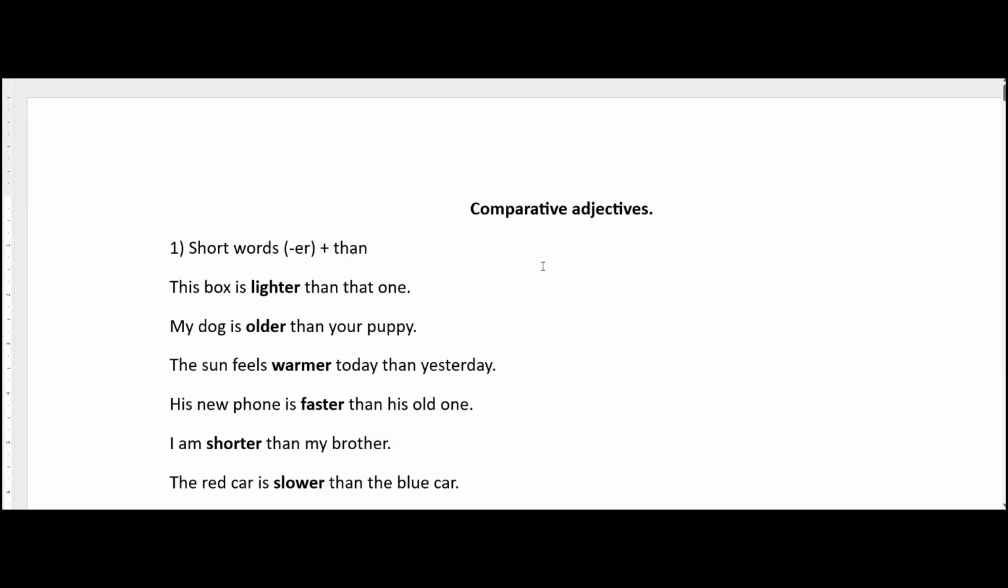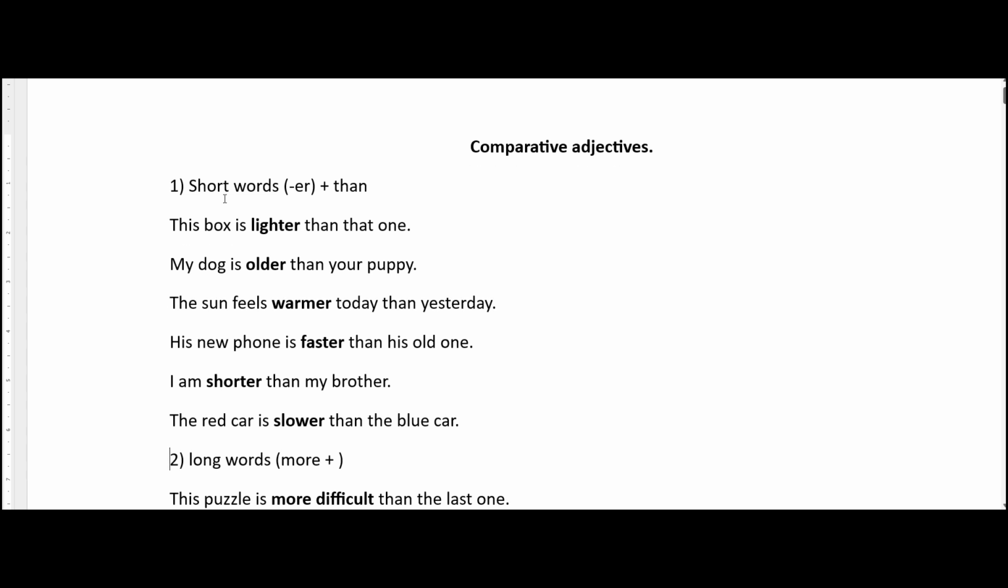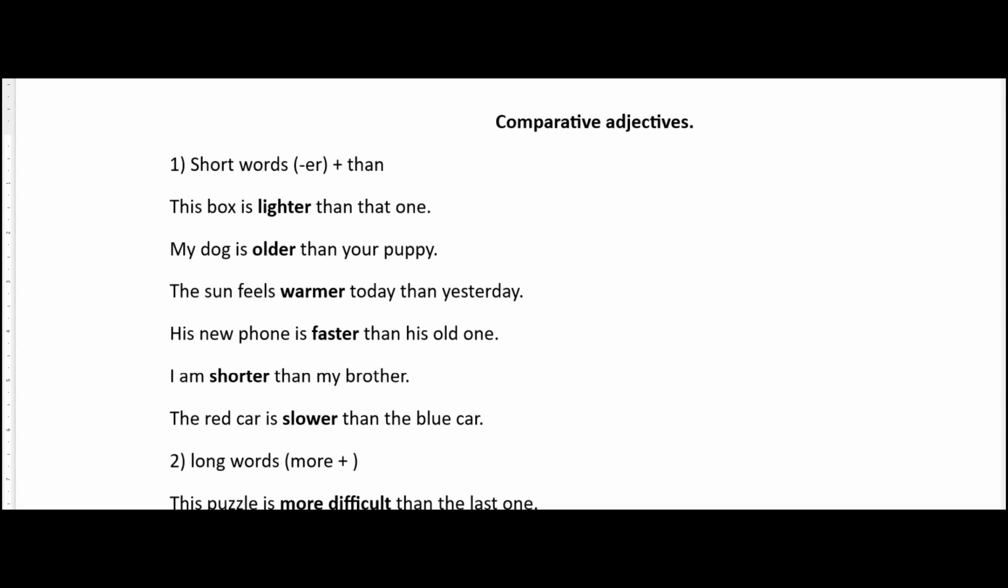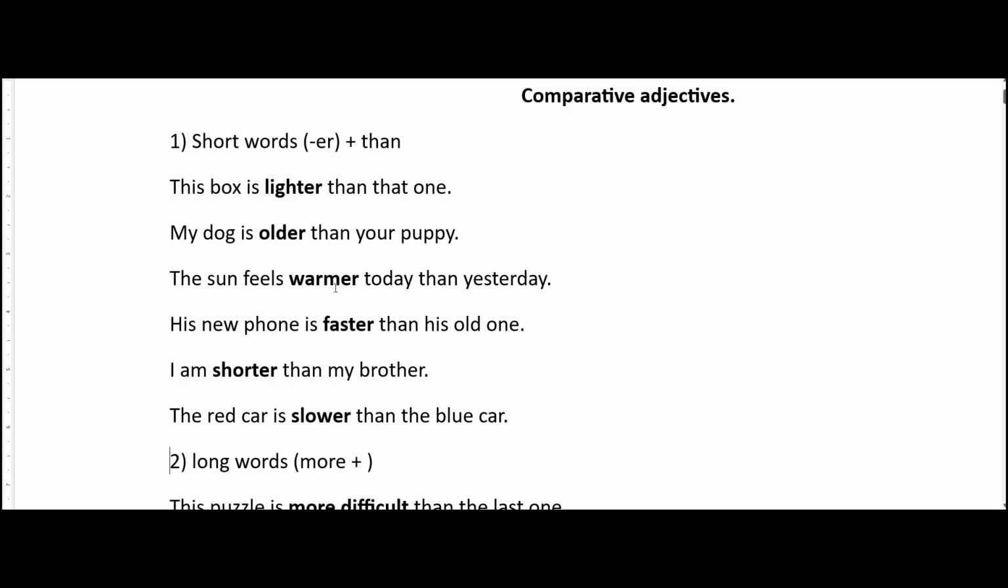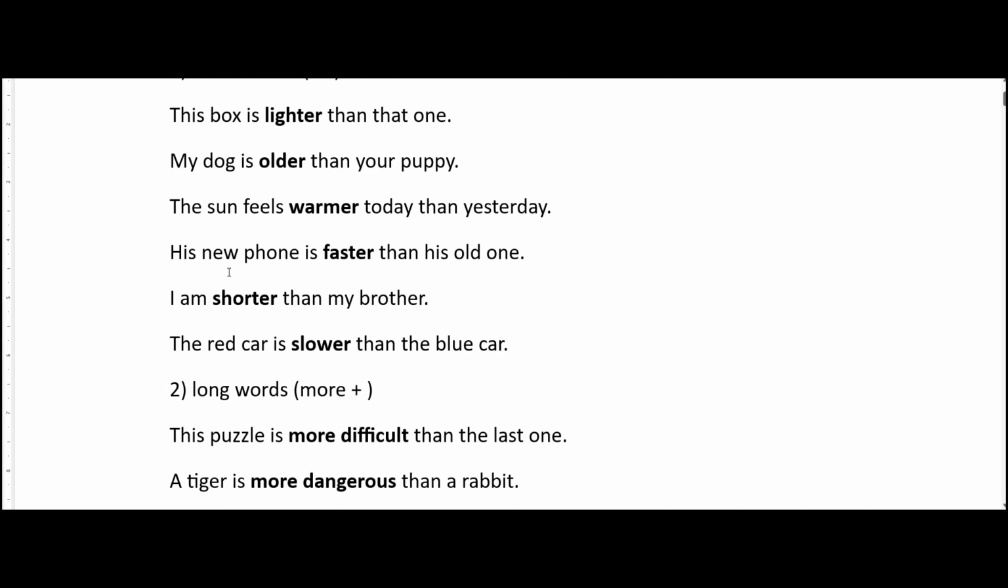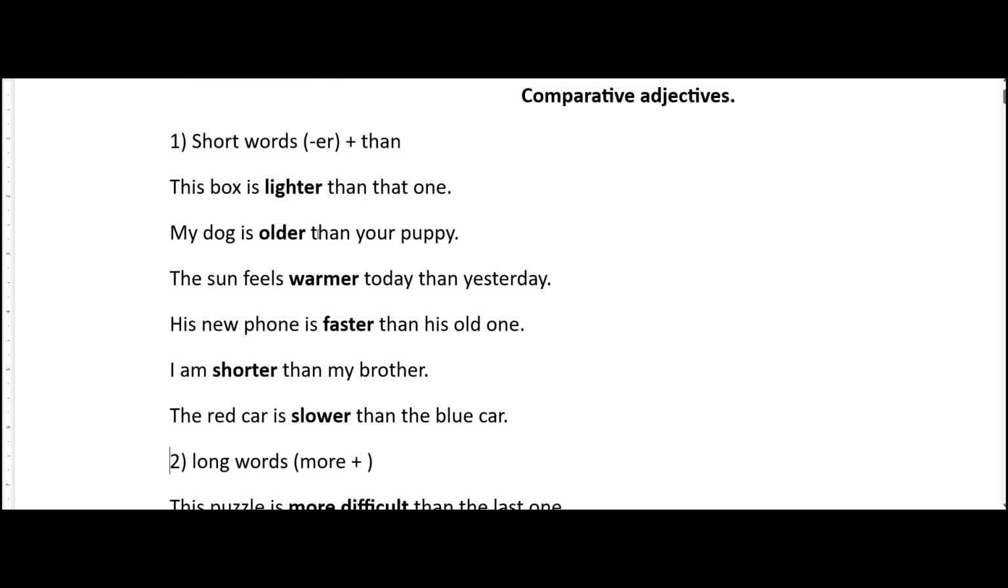Okay, let's take a look at more examples, as I mentioned earlier in the video. Comparative adjectives. First, short words: er plus than. This box is lighter than that one. My dog is older than your puppy. The sun feels warmer today than yesterday. His new phone is faster than his old one. I'm shorter than my brother. The red car is slower than the blue car. So you see, it's quite simple here.